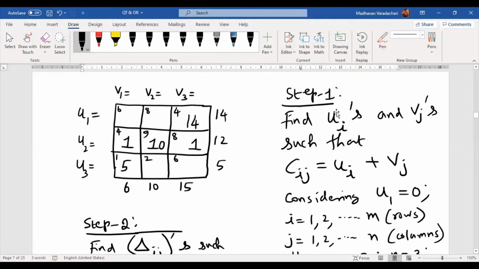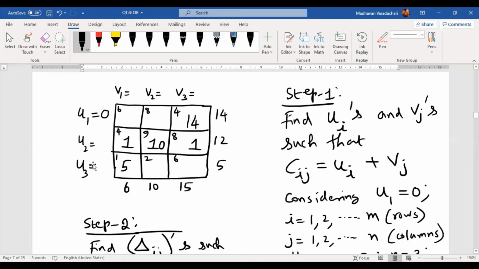Right? And if you look at step 1, it also says considering u1 equal to 0. So the first element, I will consider as 0. Till now, is it clear? I didn't do anything. I simply identified m is 3, n is 3. That means ui also will be 3 only: u1, u2, u3. I wrote those in the rows because i corresponds with rows. Then I identified the number of columns is also 3.